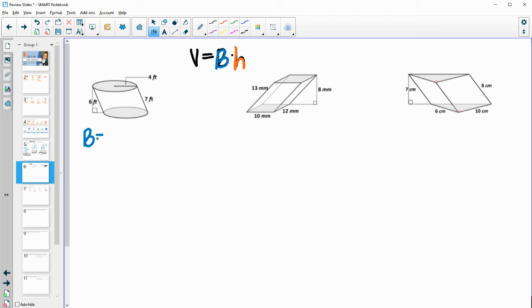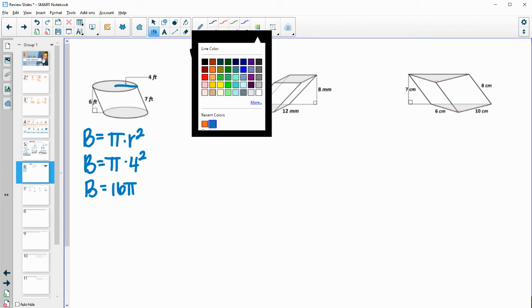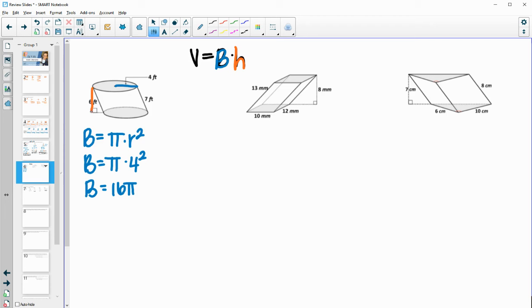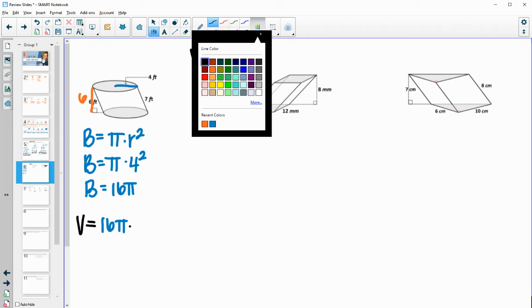So take a look at each one's base shape. In this case, our base shape is a circle. So again, we're going to be doing pi times the radius squared. And so our radius in this one is 4. So we're doing pi times 4 squared, so 16 pi for that base area. And then the height of our shape is here, perpendicular to the base. So that's 6. It's not this slanted segment. So be careful that you use the correct one. So volume is area of the base, 16 pi, times the height, which is 6.